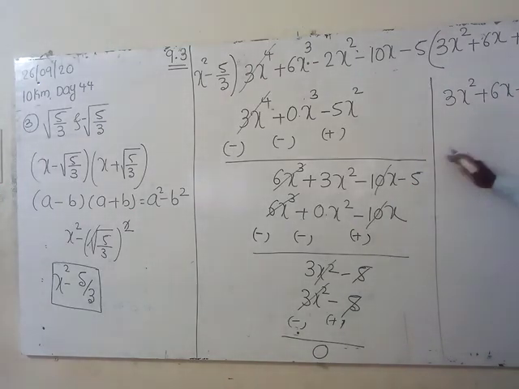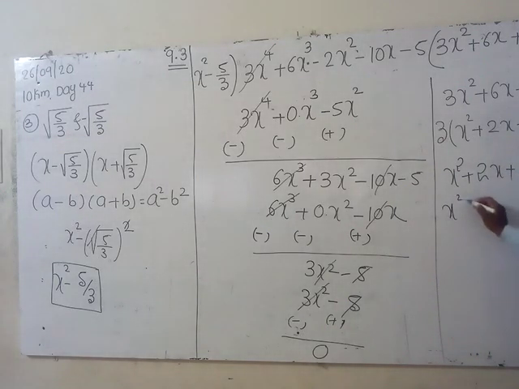3x² + 6x + 3. Take 3 outside; inside the bracket, x² + 2x + 1. How to do it? x² + 2x + 1. 3 comes out. Then x + 1. Take x outside, x + 1. One common thing, x + 1.